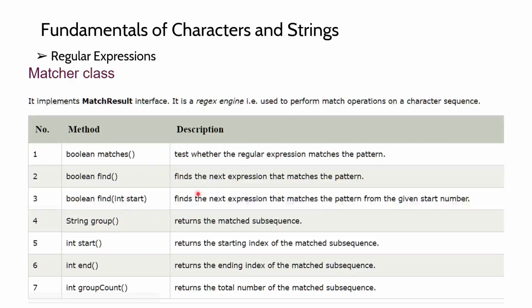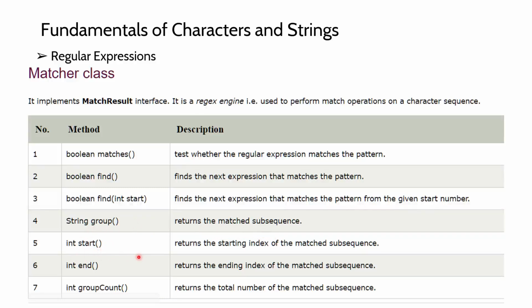The regular expressions has a set of methods. So matches returns a Boolean, tests whether the regular expression matches a particular pattern. The find returns a Boolean, and it tests that the next expression matches a pattern. Boolean find with an integer for a start finds the next expression that matches the pattern from a given start number. The group method returns the matched subsequence.